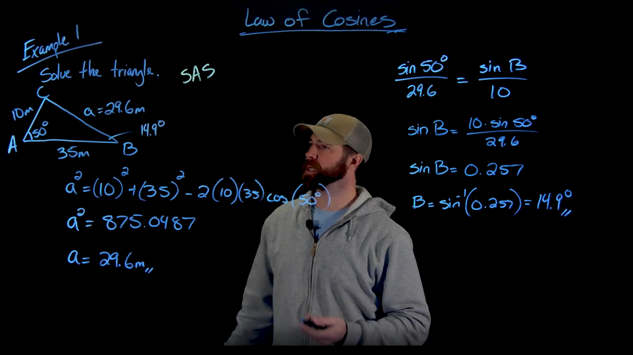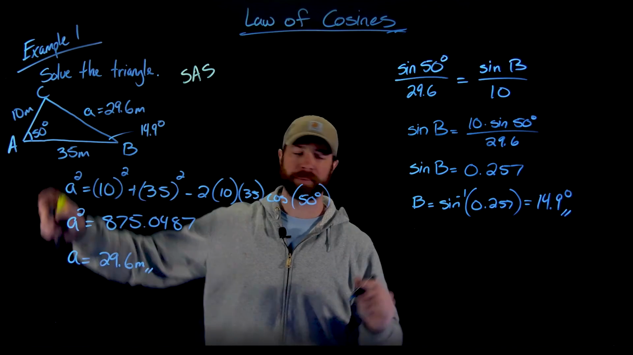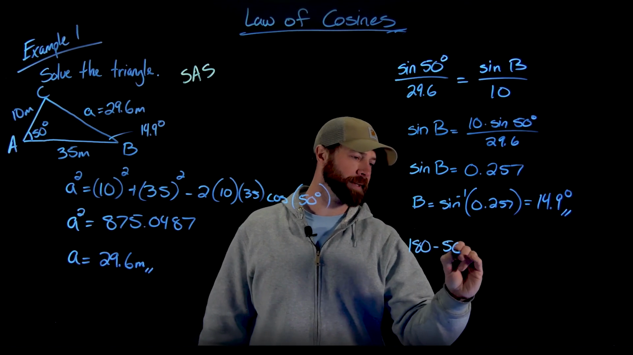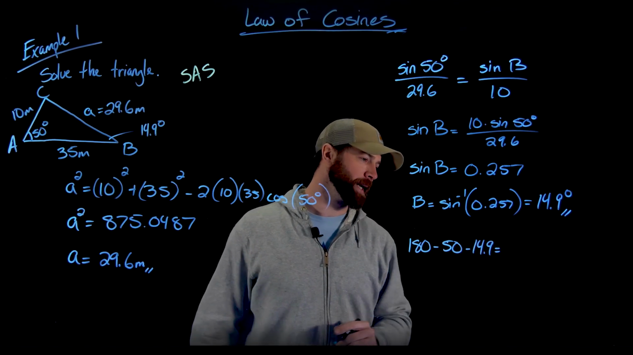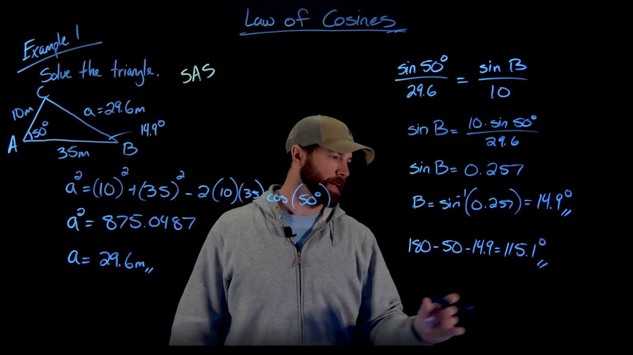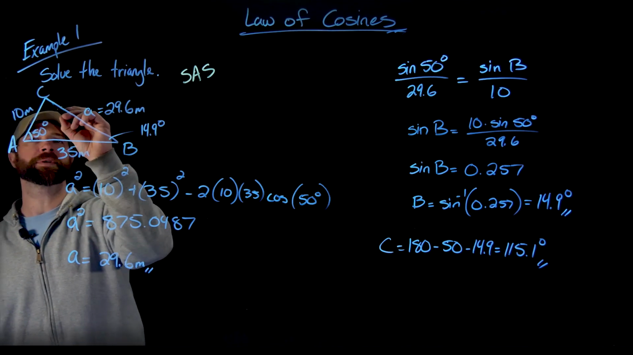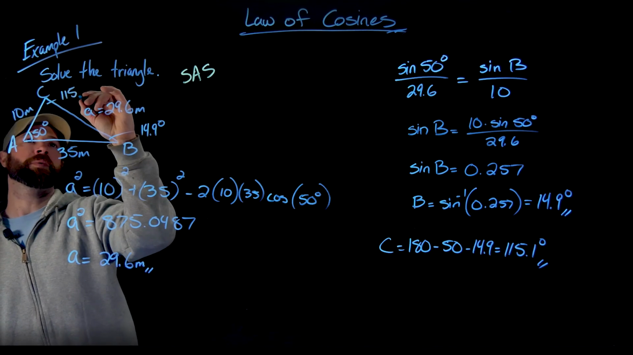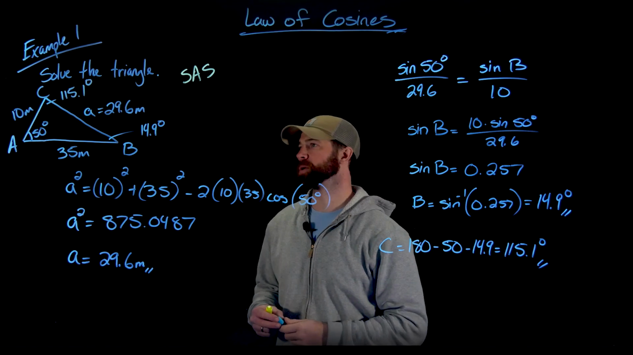I now have all my sides. I have two of my angles. To find angle C right here, I'm just going to take 180 minus the 50 minus the 14.9. And when I do that, I get 115.1 degrees. And again, this right here is calculating my angle C. I don't need to use law of cosines or sines or anything. I can just use that 180 is the sum of all of those interior angles of a triangle.